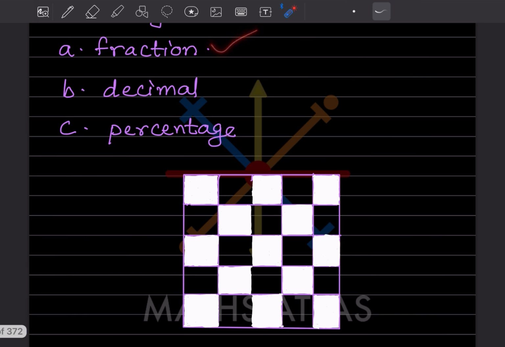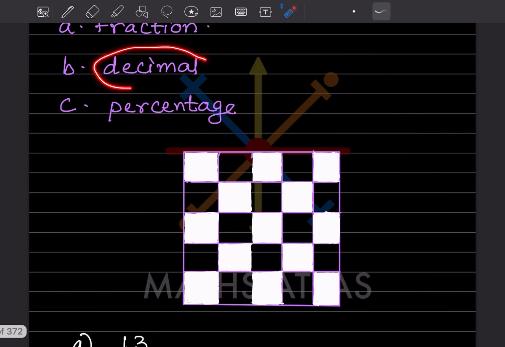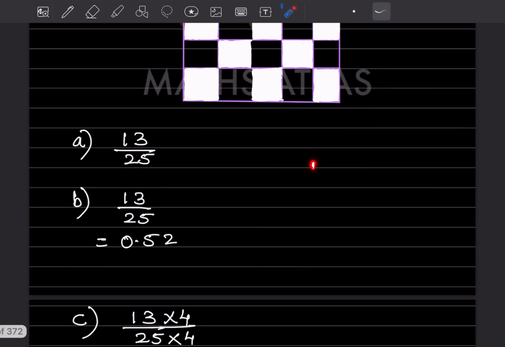So what are you going to do? How are you going to write the fraction? Always the total is going to be in the denominator. So 13 out of 25. Now this same thing you have to write in decimal. So 13 by 25, how will you write it in decimal? When we divide 13 by 25, I'll show you how.